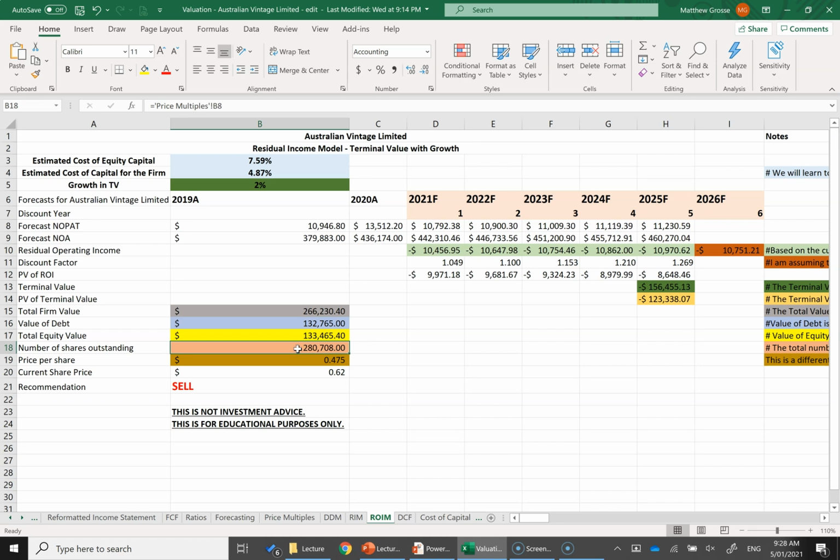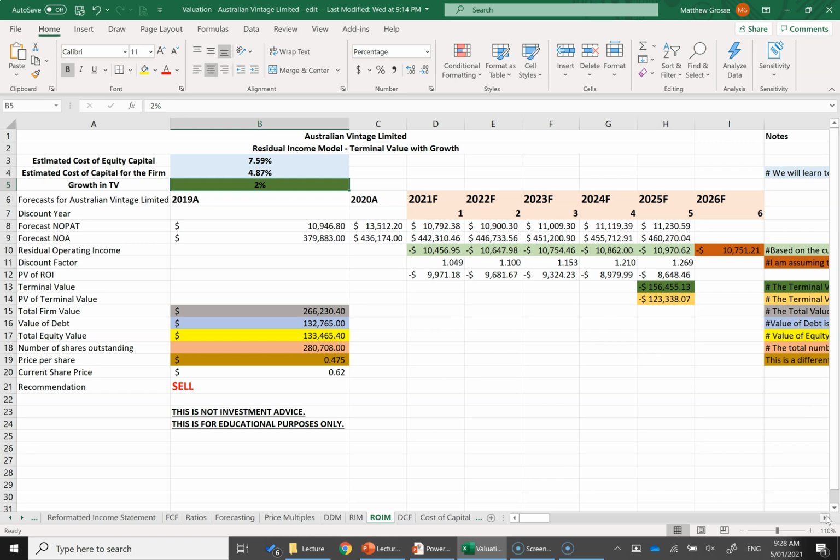The number of shares outstanding I've received from the annual report. So the price per share, I divide through the equity value by the number of shares outstanding. And based on this model, I get a price estimate of 47 cents, and it's currently selling for 62 cents, so it would have a sell recommendation. Now remember that's not investment advice, just for illustrative purposes. The terminal value makes this model very sensitive, and I haven't done a lot of research into what I actually think this terminal value would be. So it's just a very simple explanation and illustration of how to build the spreadsheet.